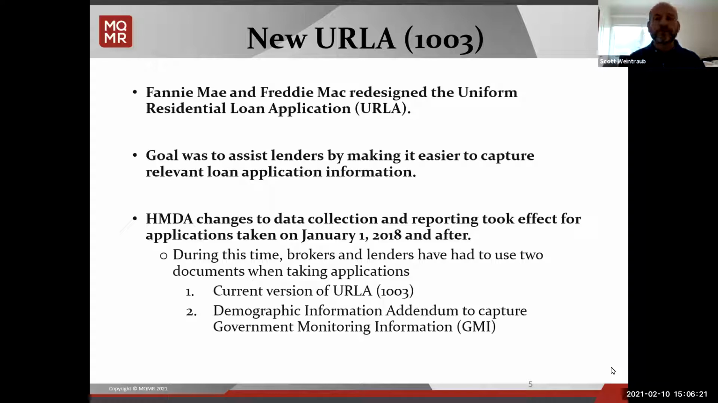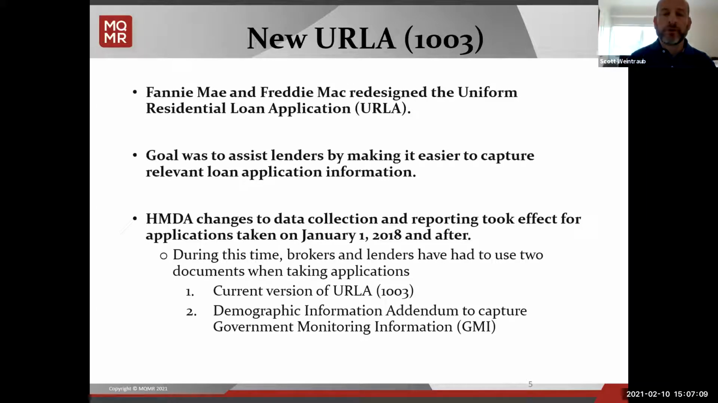What does that mean? Well, between 2018 and today, or really by the mandatory effective date of March 1st, brokers and lenders, whoever would be taking an application with an applicant, has had to use two different documents to really complete the process of taking an application. There's the current version of the 1003 that everyone's been using, but then in order to capture the government monitoring information, or GMI, for example, the race, ethnicity, and gender of applicants, currently lenders and brokers are using what's called the Demographic Information Addendum. That's how they today have been capturing that GMI, the government monitoring information, and adding that document to the current version of the 1003.